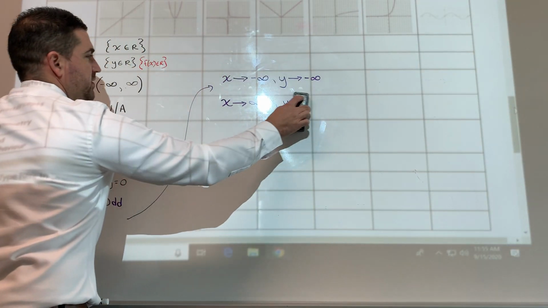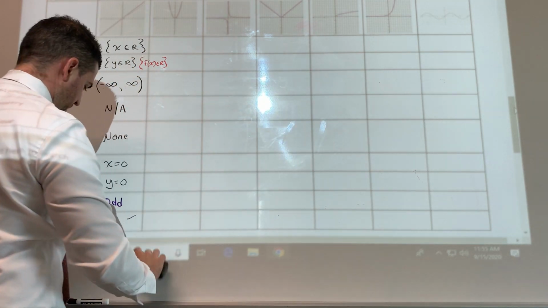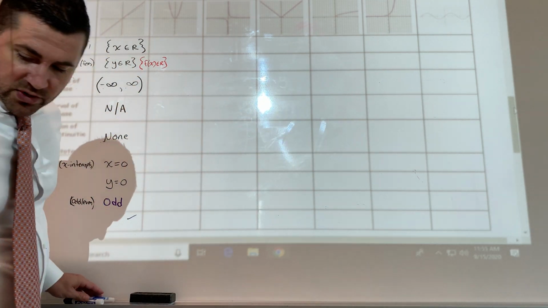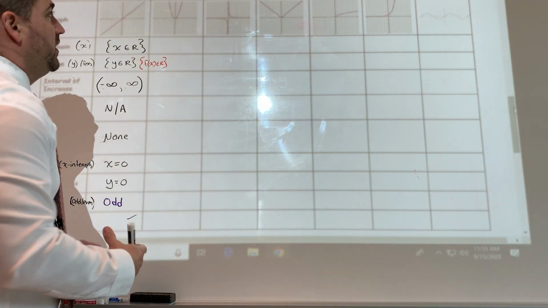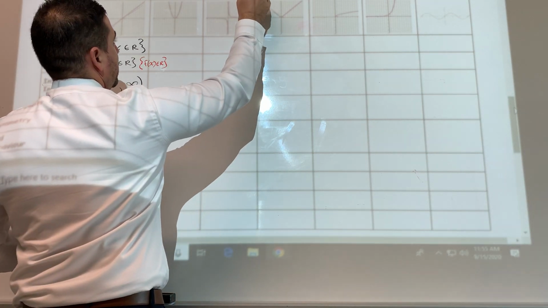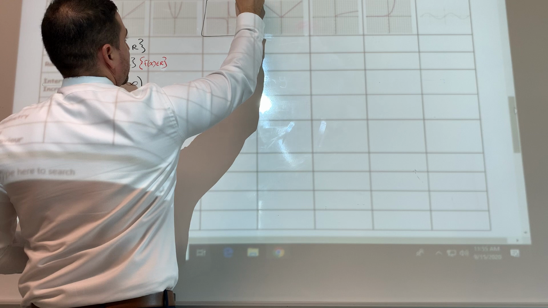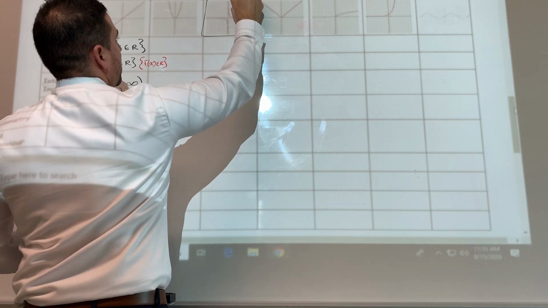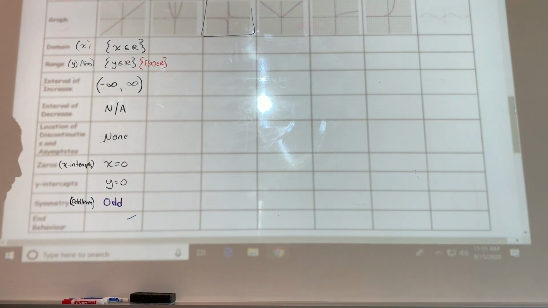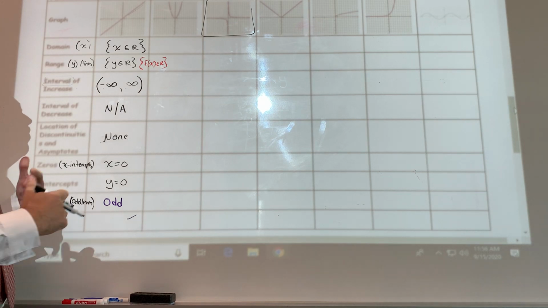Okay, just gonna erase this so we can do the next one. Okay, so our next one. What we'll do here is the reciprocal function, so that's 1 over x. So we have the reciprocal function here. All right, so what is our domain?